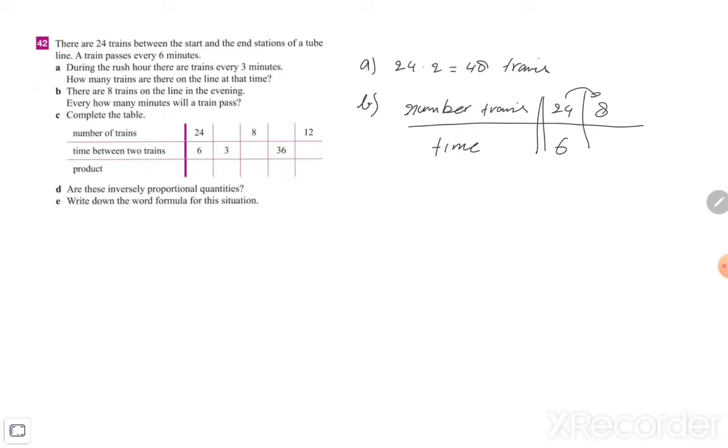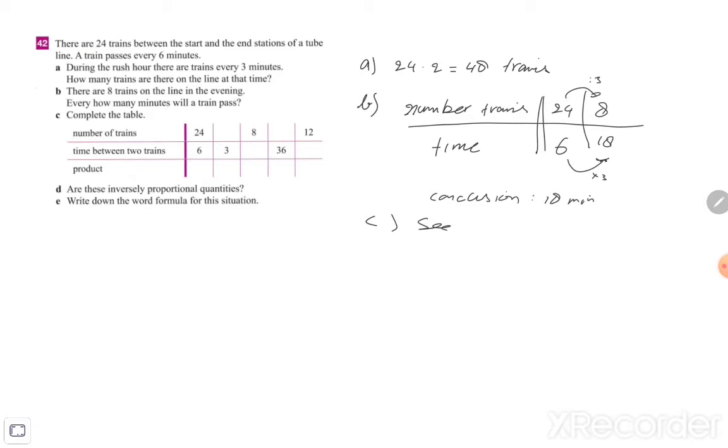we just divide it by 3, right? But the time will be much more because we're going to multiply by 3. So that's 18 minutes. So we have fewer trains, 8 trains, so the time between the trains is 3 times more, so that's 18 minutes. Conclusion, 18 minutes. All right, exercise C, we need to complete the table.